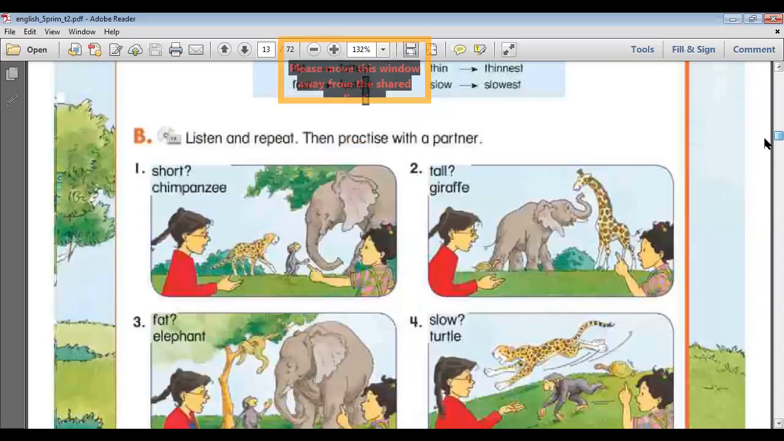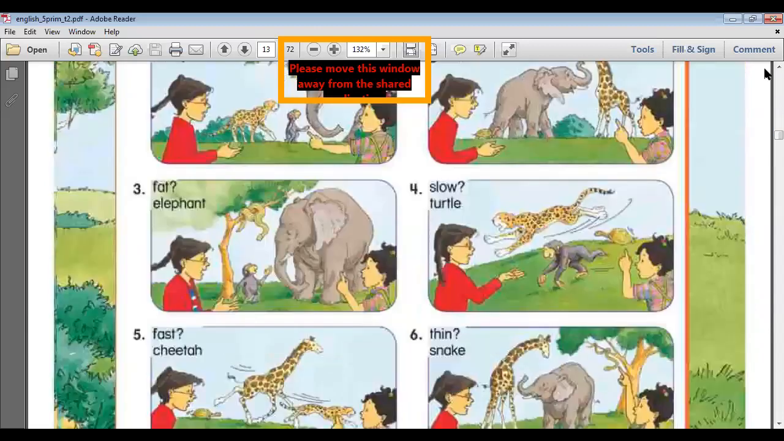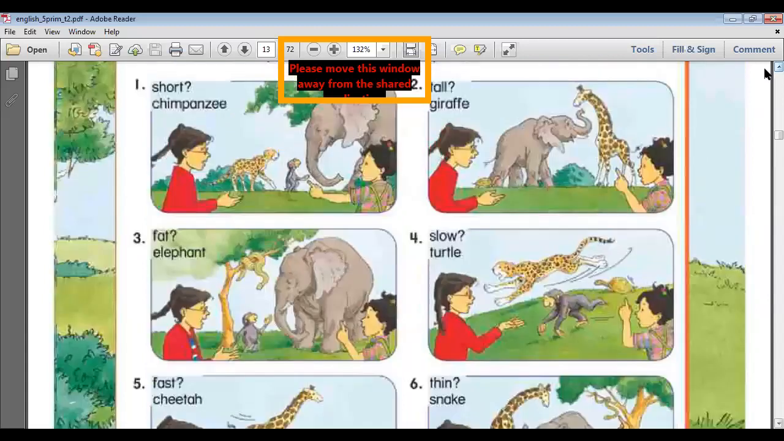The chimpanzee is shorter than the elephant. Yes, correct. So you can say which is short or which is the shortest one. And as you said, thank you, Malik, the chimpanzee is the shortest one. Okay, so you just say which is the shortest, which is the tallest, which is the fastest, and you answer with the animal below the word. Okay, which is the shortest? The chimpanzee is the shortest.